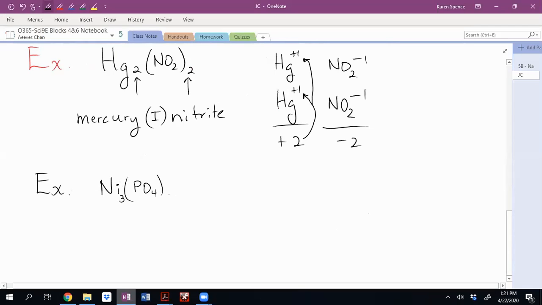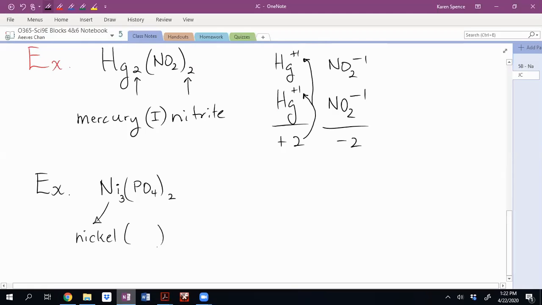Ni3(PO4)2. Anybody know the identity of Ni? Anyone know who Ni is? Yeah, it's nickel. Okay, so we have nickel. And nickel is in the red zone, so it's going to have a Roman numeral.